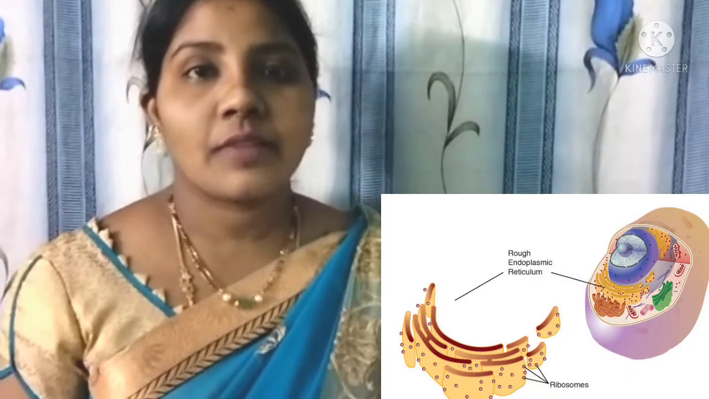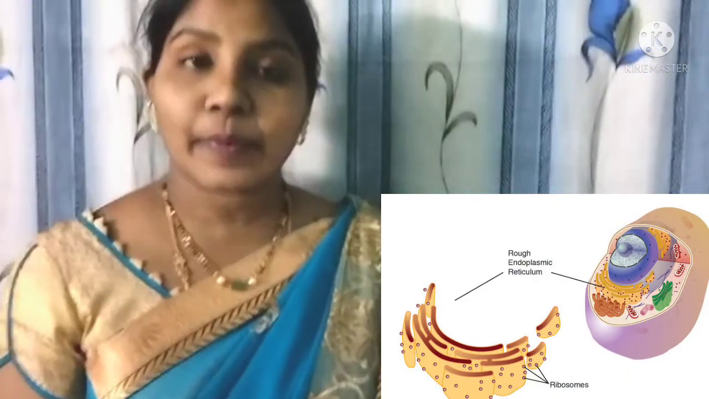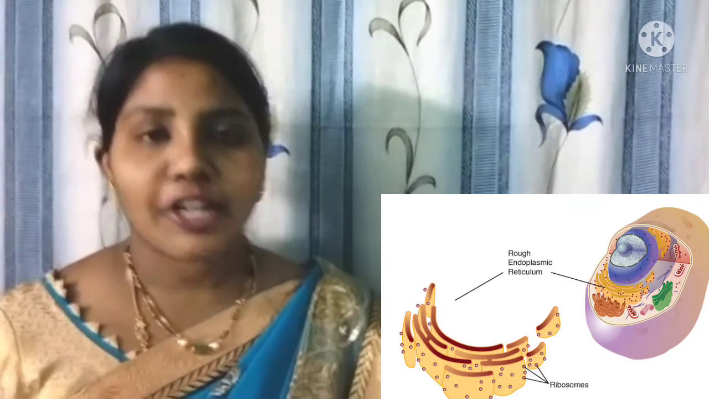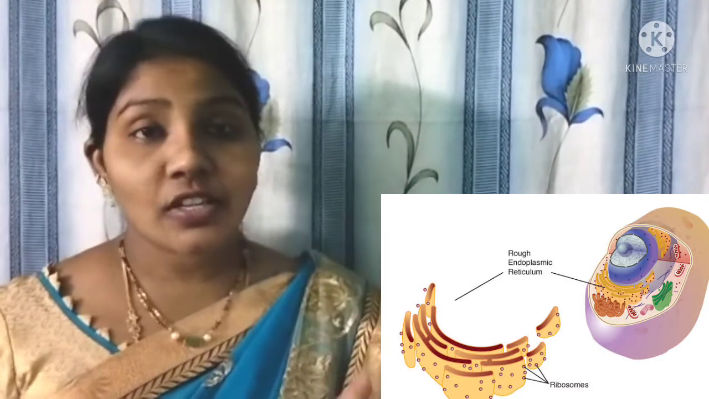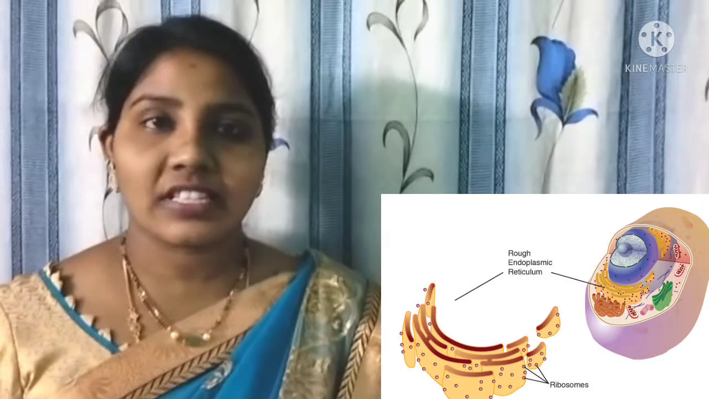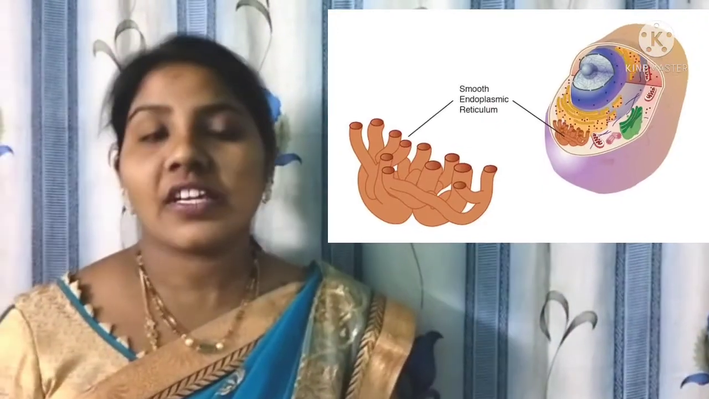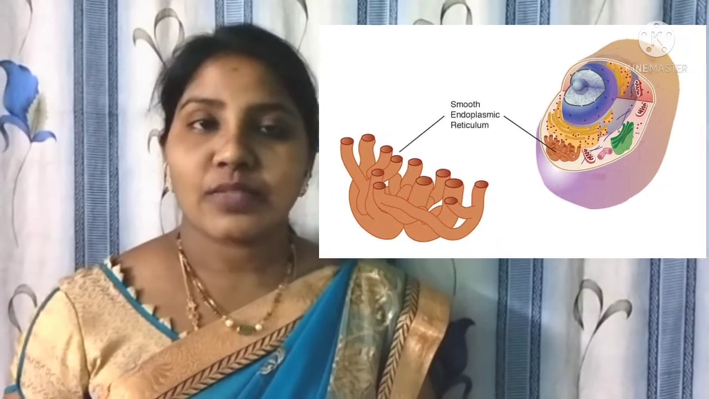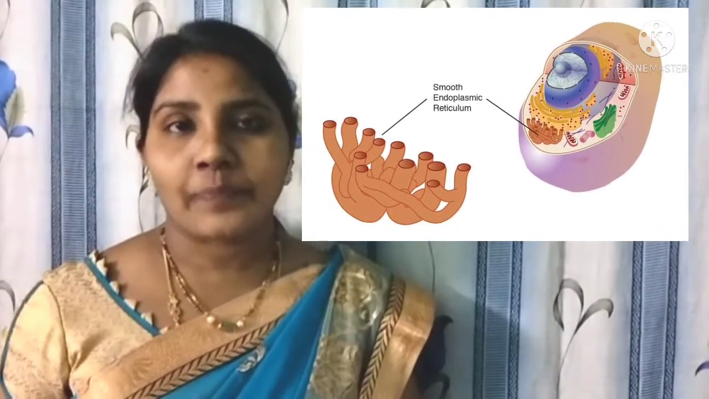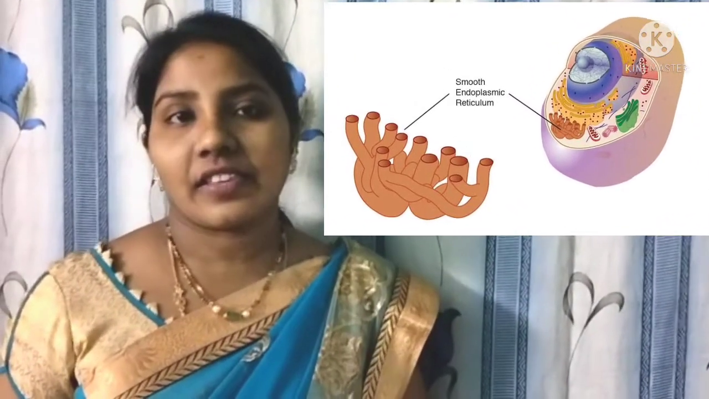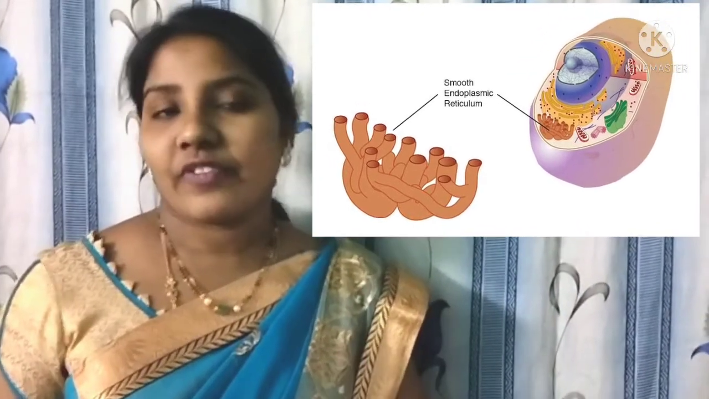Endoplasmic reticulum may have ribosomes. Such parts are called rough endoplasmic reticulum. These are the main sites for protein synthesis. The endoplasmic reticulum may not have ribosomes. Such parts are called smooth endoplasmic reticulum. These are the main sites for protein and lipid manufacturing.